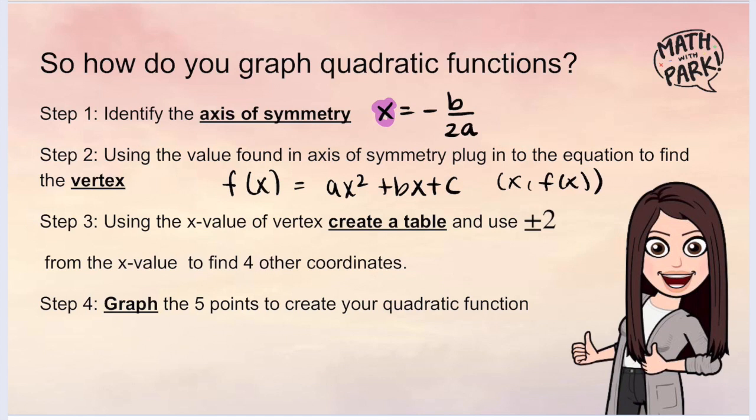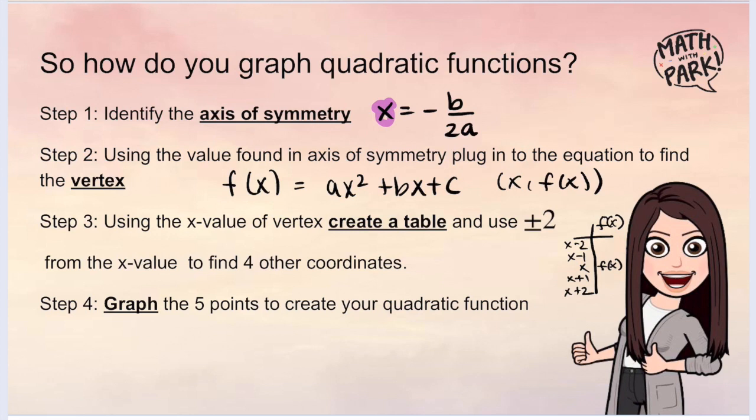Then step 3, using your x value from the vertex, you're going to create a table. So the vertex should be right in the middle. And then you'll subtract 1 and 2 from your x value, and you'll add 1 and 2 to the x value. And by finding those x values, you'll plug them back into the function, and you'll find the y value, and you'll find the coordinates to graph on your graph.